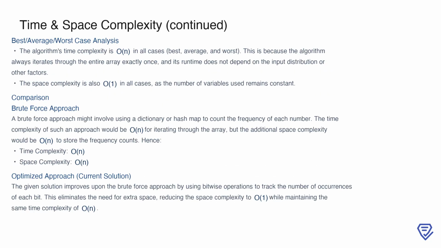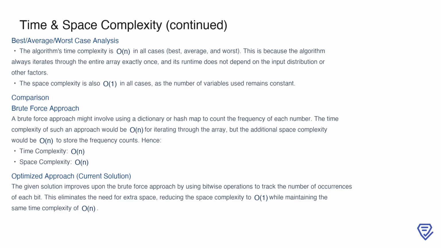When analyzing the algorithm's performance across different scenarios, we see that the time complexity remains O(n) in the best, average, and worst cases. This consistency arises because the algorithm always iterates through the entire array, regardless of how the input is distributed or structured. Similarly, the space complexity is O(1) in all cases since the number of variables used does not change with the input size.